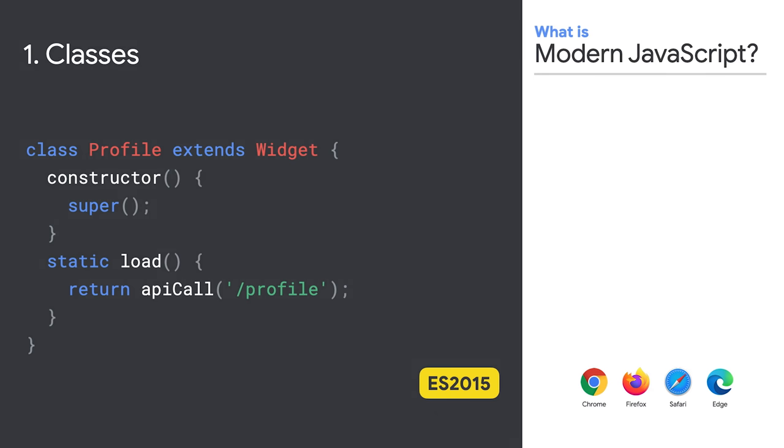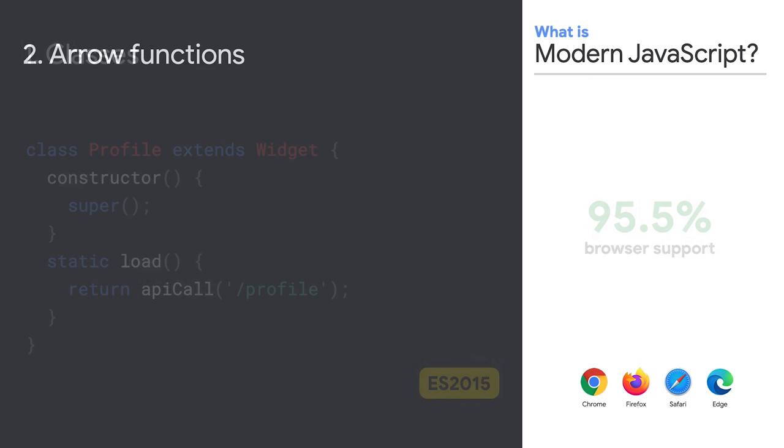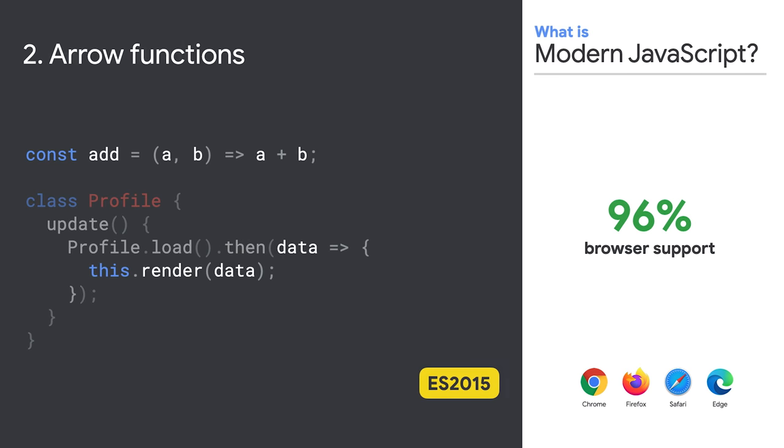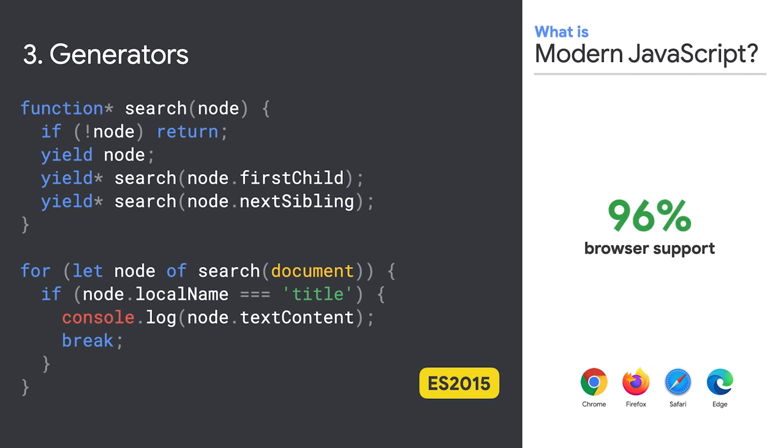The easiest way is to look to the features that are already widely supported. First up, classes, which have over 95% browser support. Arrow functions, 96%. Generators also have 96% browser support. Probably the most underused JavaScript feature. In particular, this six-line generator implements a lazy binary search over the DOM.